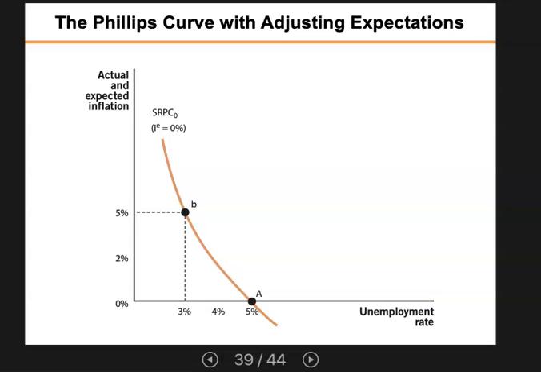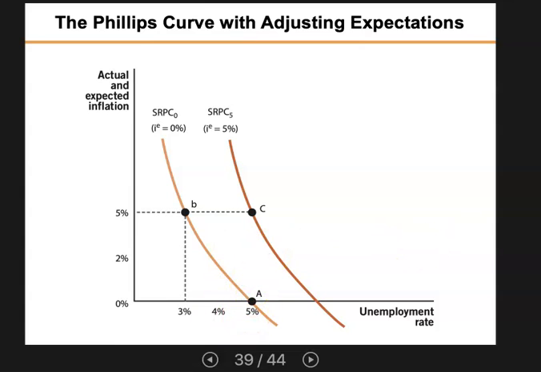Now, if the inflation boom happened to be 5%, the unemployment rate is going to fall to 3%, as indicated by the movement from A to B. But if actual inflation is 5% and expected inflation is also 5%, the unemployment rate is going to move to the natural rate of unemployment at point C.